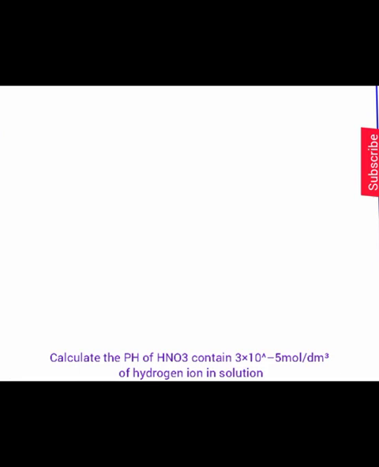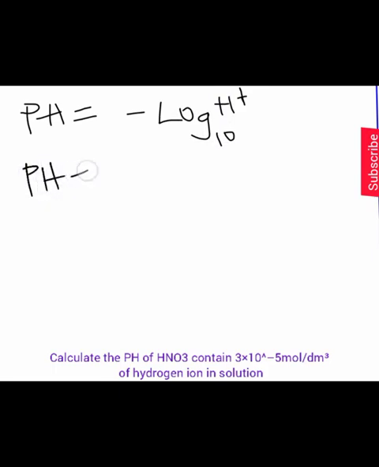So let's look at our last example for the day. Calculate the pH of an acid containing 3 times 10 raised to the power minus 5 mole per dm cube of hydrogen ion. So let's apply our formula, which is pH equals minus logarithm to base 10 of the hydrogen ion concentration. Then pH equals negative logarithm of 3 times 10 to the power of minus 5.